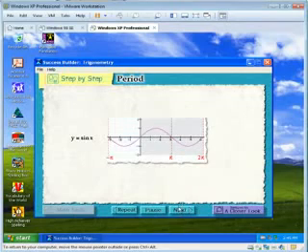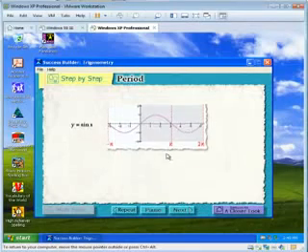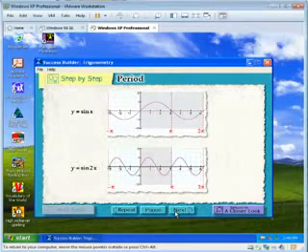When b, the coefficient of x, is equal to 1, as in this example, the sine curve will repeat itself every 2 pi units. This is just over 6 units. If b, the coefficient of x, is 2, the period is only half as long as shown here.